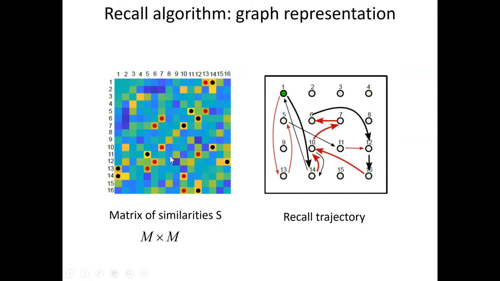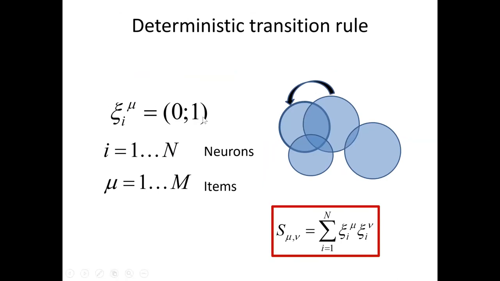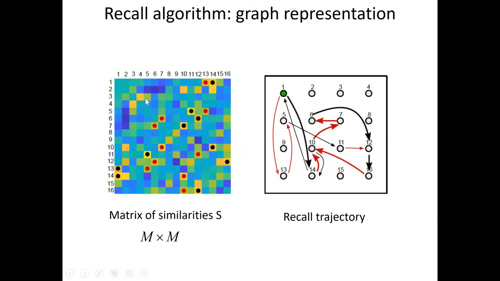Okay, so this is again to help you understand how the model works. So we have this matrix of similarities. I assume that this matrix is generated by these random encodings, right? So this is generated in this way, as shown in this equation. However, in order to generate this recall sequence, I don't really need to know the whole matrix. What I really need to know, within each row, is where the maximal element is, and I put a black spot on the maximal element, and where the second maximal element is, and I put a red spot. So all I need to know about this matrix is that I have to put a black and a red spot in each row.